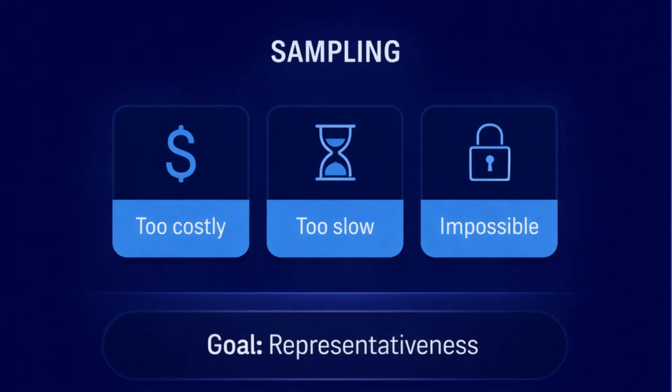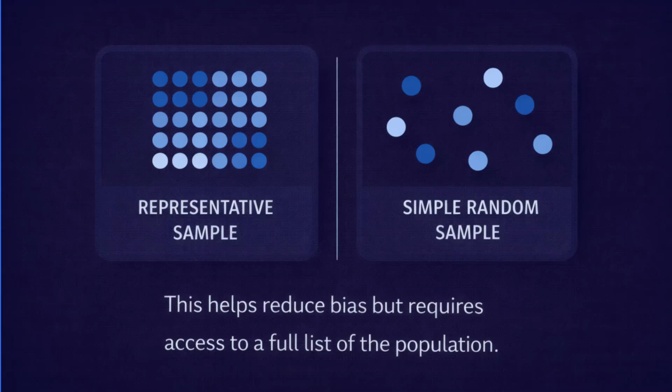Now let's move on to sampling. Sampling is used whenever collecting data from everyone is too expensive, too slow, or impossible. Medical studies, election polling, marketing surveys, and college research projects all rely on samples. The key goal is representativeness. A representative sample looks like the population in important ways.